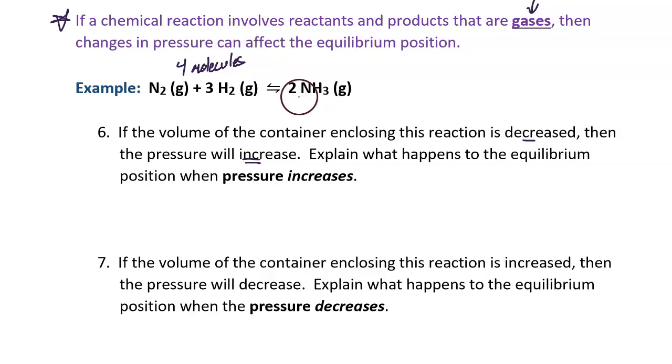On the right side of the equation, there are 2 ammonia molecules. Which side has fewer molecules? That's the product side. So to overcome the increased pressure, the forward reaction can speed up, changing 4 molecules into 2 molecules. Less particles will bounce around in the container, and there'll be less pressure. So the equilibrium position will shift to the right. The reaction will favor the products.